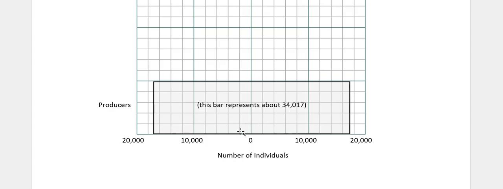This is our producers, which are 34,000. So that means there's about 34,000 plants. On the grid lines, notice that each grid line here would be worth 2,000. Okay, so this line here would be 2,000. Then we have 4,000, 6,000, 8,000, 10,000. So if we go from 0 to the left, this is supposed to represent roughly 17,000. And to the right, that's also roughly 17,000. And if you add the total width of that, that's where we're getting this 34,000 from.